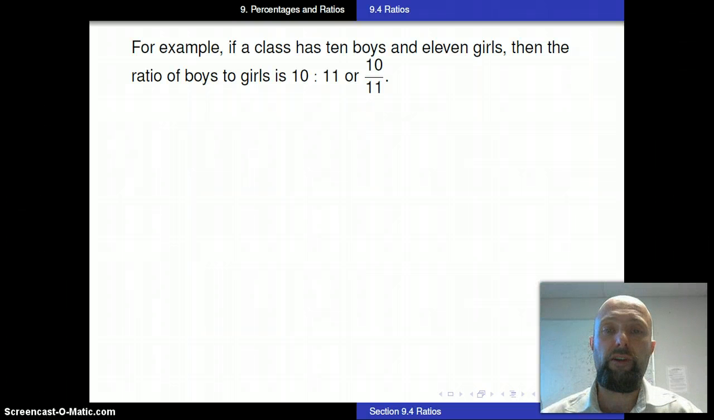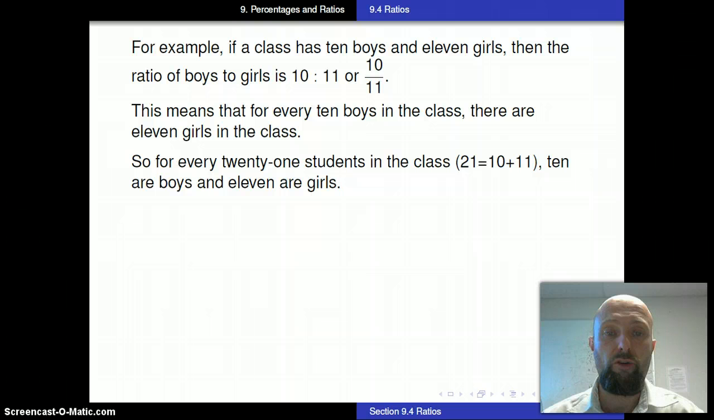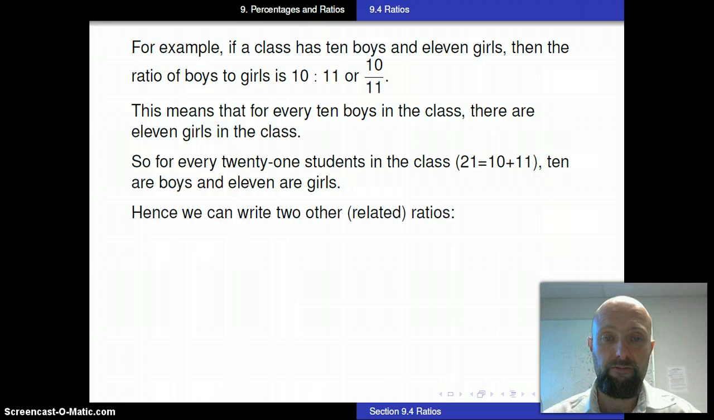For example, if a class has 10 boys and 11 girls, then the ratio of boys to girls is 10 to 11, or 10 over 11. This means that for every 10 boys in the class, there are 11 girls in the class. So for every 21 students in the class, 21 being 10 plus 11, 10 are boys and 11 are girls.